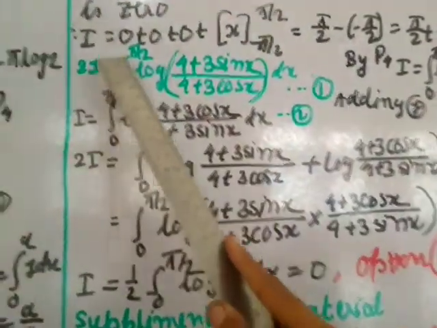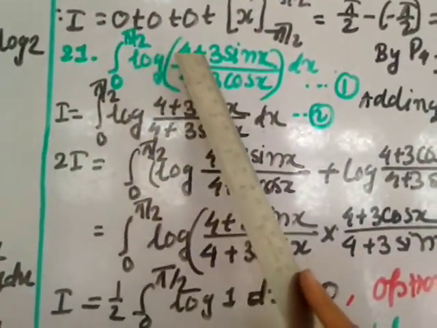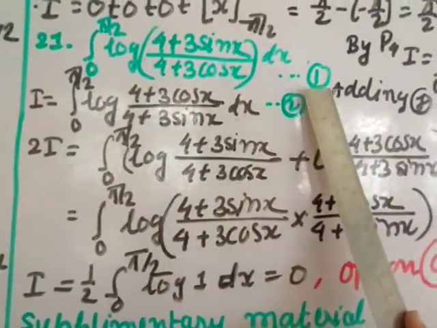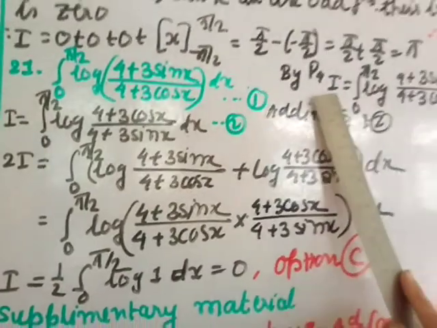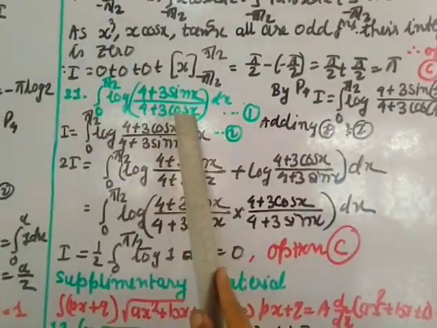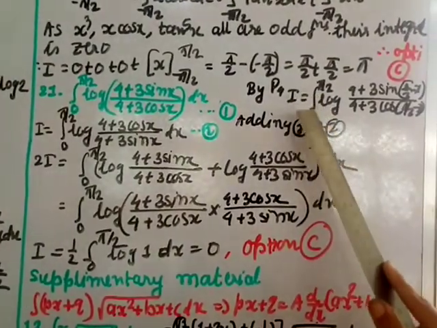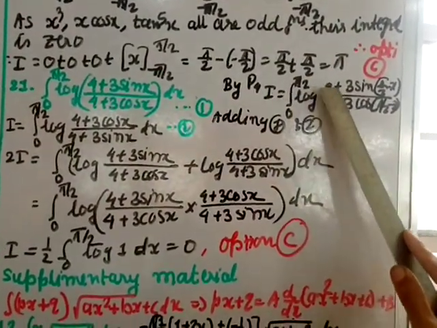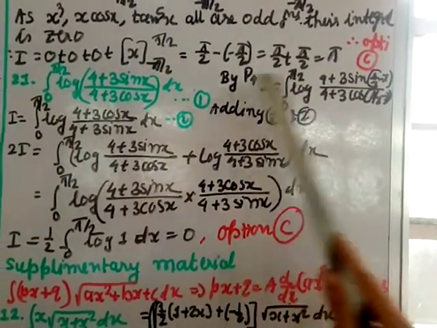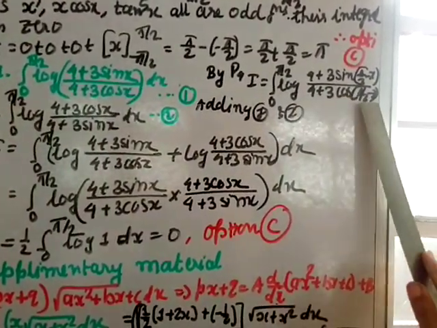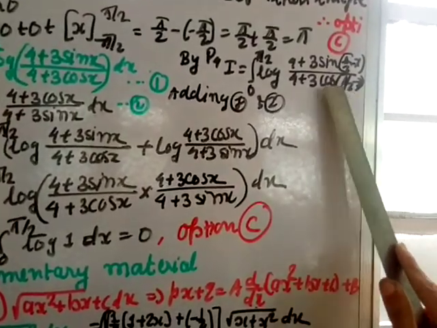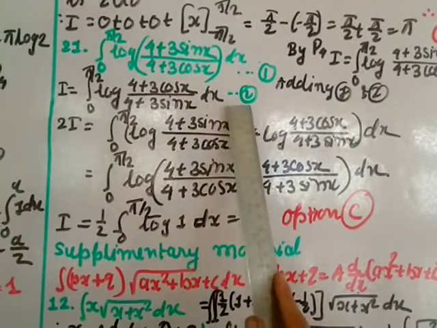Question number 21. Integral 0 to pi by 2 log of (4 plus 3 sin x) divided by (4 plus 3 cos x) dx. Call this number 1. By property P4, I is equal to, I'll apply directly, instead of x, pi by 2 minus x, here also pi by 2 minus x. So integral 0 to pi by 2 log of 4 plus 3 sin (pi by 2 minus x) and 4 plus 3 cos (pi by 2 minus x). Sin pi by 2 minus x gives you cos, and cos pi by 2 minus x gives you sin. I have written here. Call it number 2.